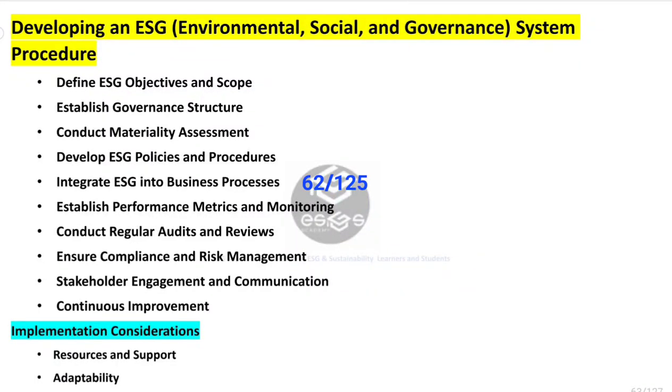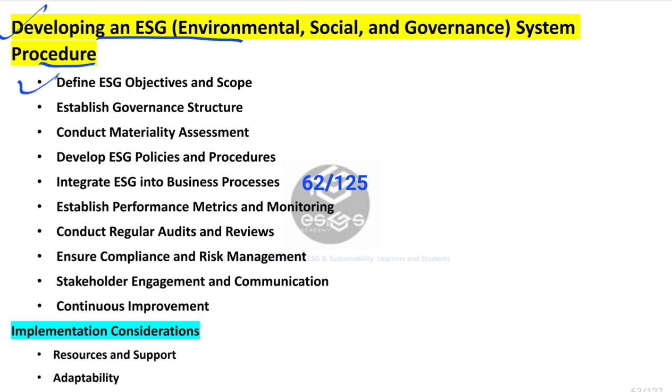So let us start the new topic called developing an ESG system procedure. Okay, developing environmental, social, governance system procedures. This will involve establishing the structured framework to integrate, manage and improve ESG practices within the organization. Here we will have a comprehensive outline of creating an ESG system procedure.